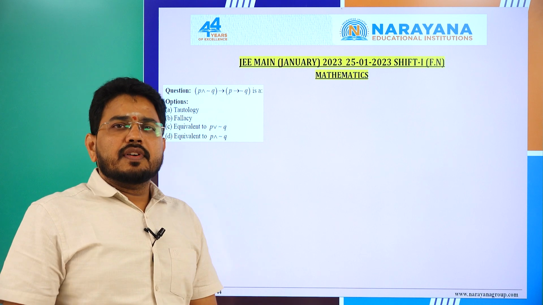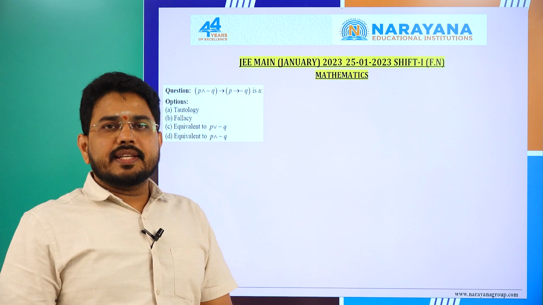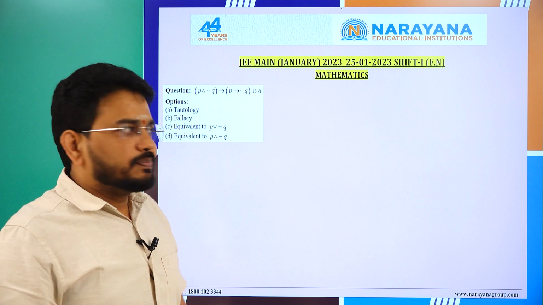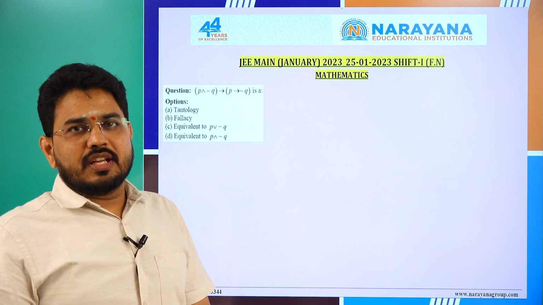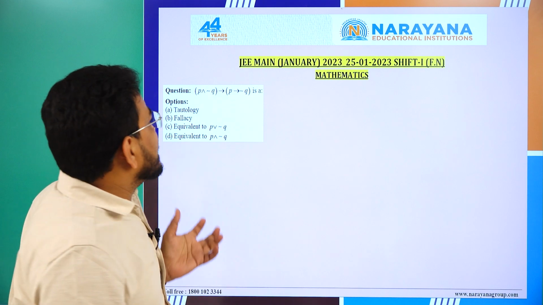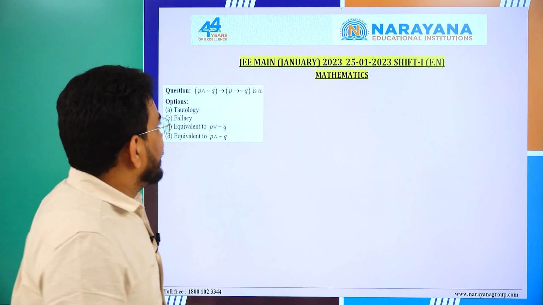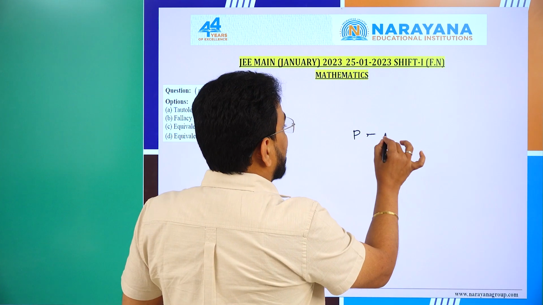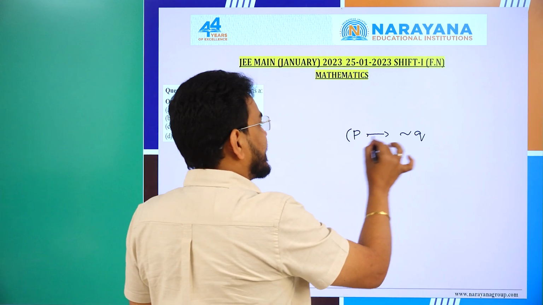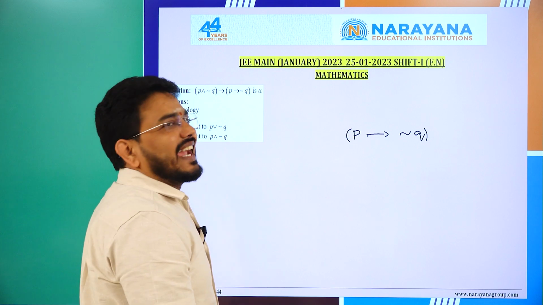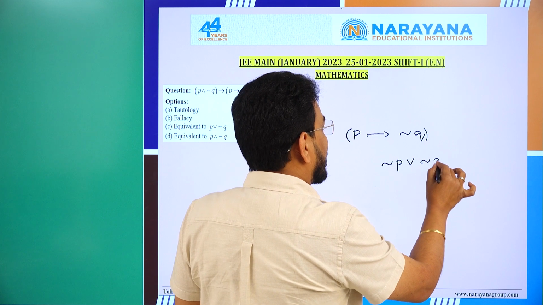So this is the first question from mathematical reasoning, a comparatively easier question, and we can expect everyone to solve such type of question. So what is the concept needed for this question is that P implies negation of Q can be written as negation of P or negation of Q.